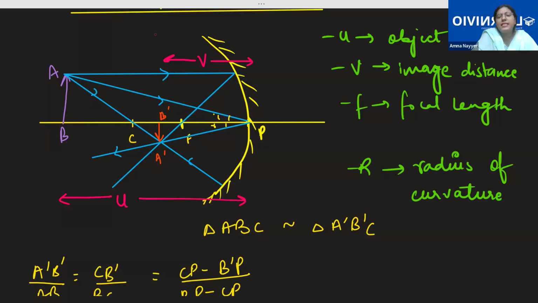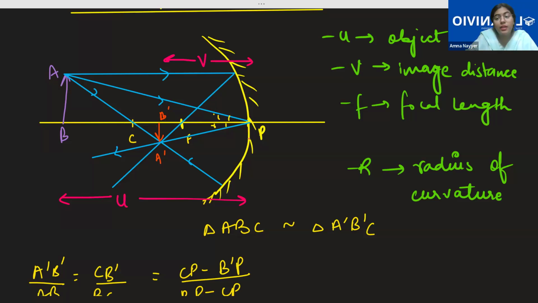Now this image has been formed in front of the mirror. So again, this will be negative. For the image to be positive, it has to be drawn or formed behind the mirror. So V will also be negative in this case. That's why minus U minus V are mentioned.